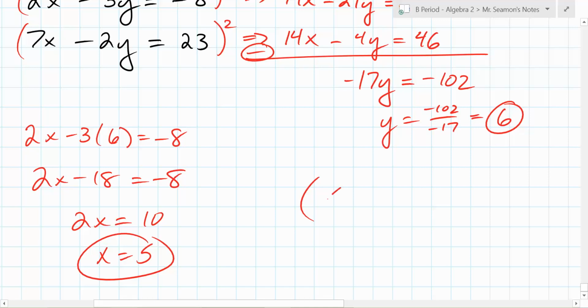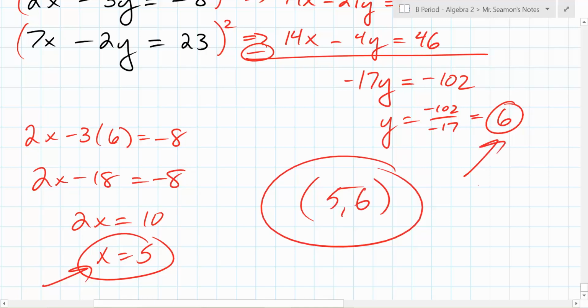So the answer would be 5, 6. Because that's the x, that's the y.